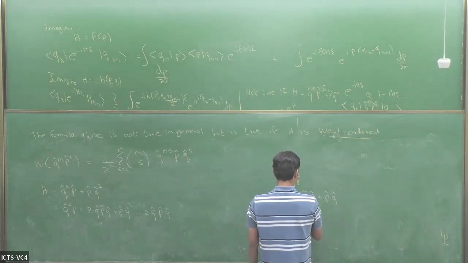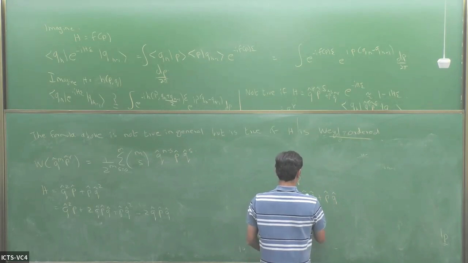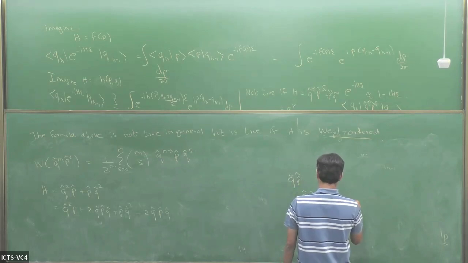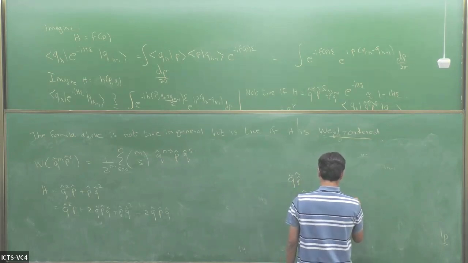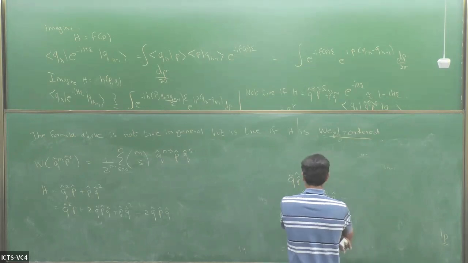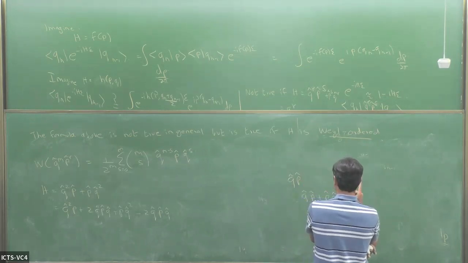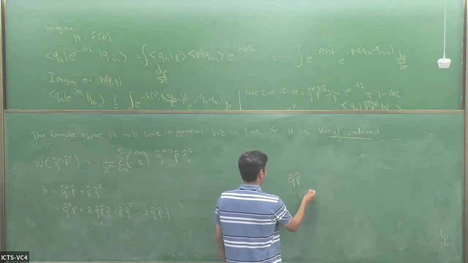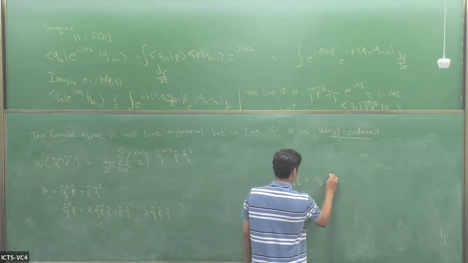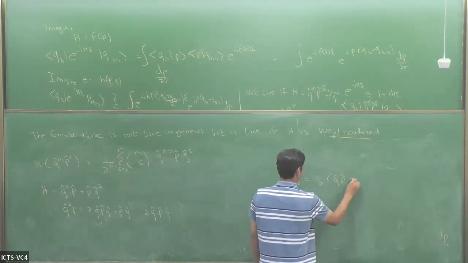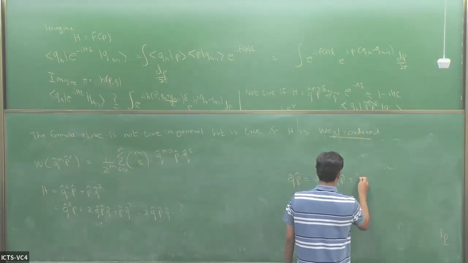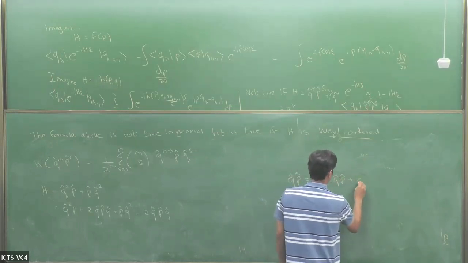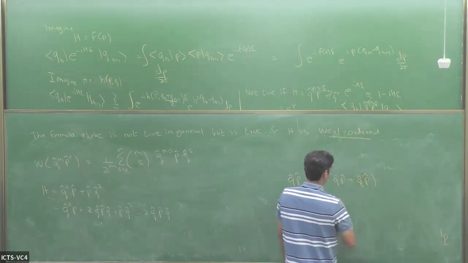Just one second. Yeah, minus. Just one second. Sorry, I'm confusing myself about how this is. Yeah. So you could write this as half of q hat p hat plus q hat. Well, no. Okay, sorry. So you could write this as half of q hat p hat plus q hat p hat, which is a trivial identity.